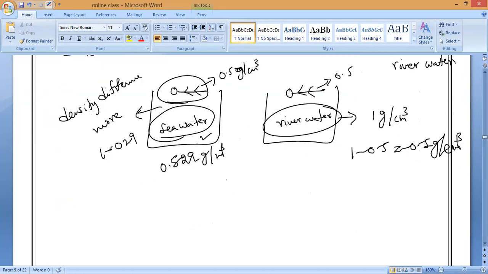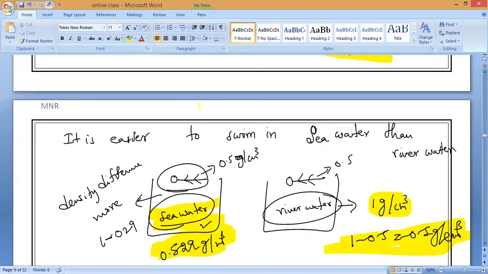So where is the density difference more? Seawater or river water? Seawater, sir. So where is the buoyancy force more? Seawater or river water? Seawater, sir. That is why the body will feel more lighter or more heavy? Our body. Lighter, sir.